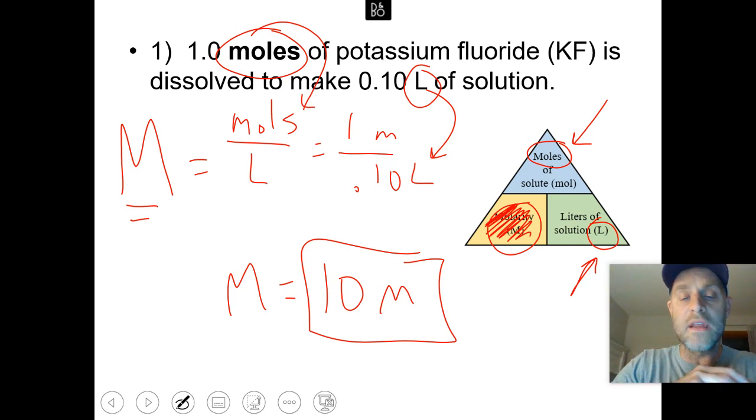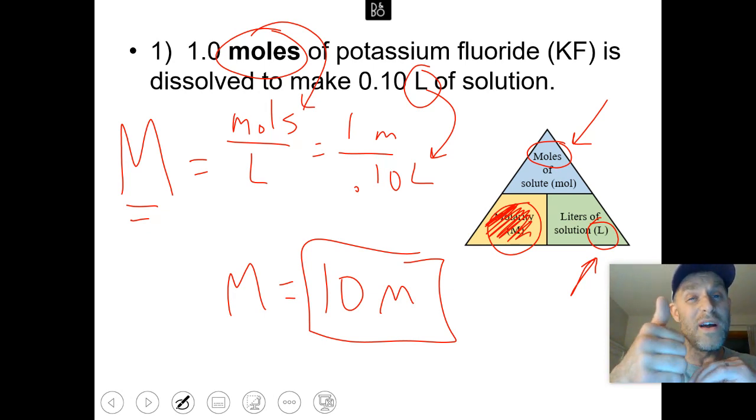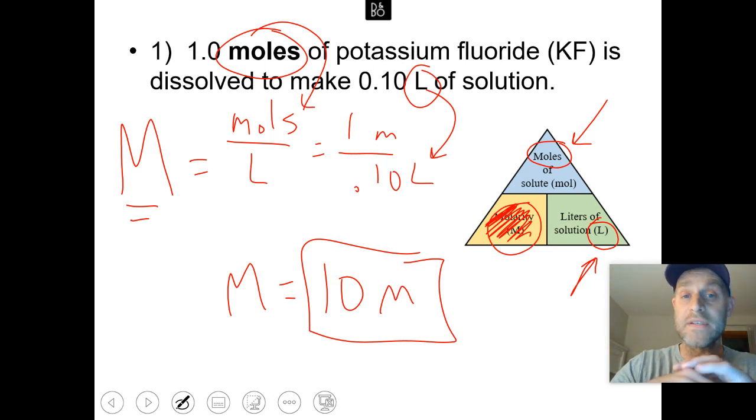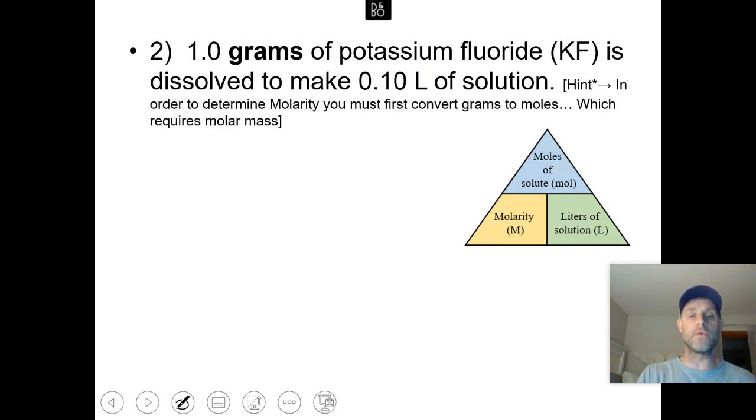Okay, now that wasn't anything new. That's what we did last week. Solving for molarity. And again, molarity is a measurement of concentration. How concentrated it is. If it's more than 1, it's concentrated. If it's less than 1, it's dilute. So this is 10. This is a very concentrated solution. Okay, 10 molar is a concentrated solution. That's it. Okay, so 1 done. Let's look at number 2.